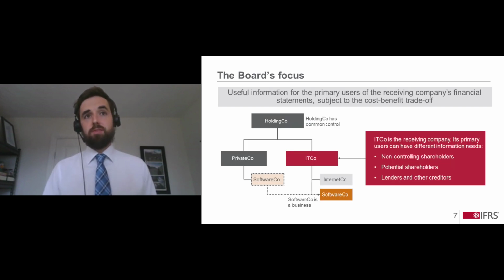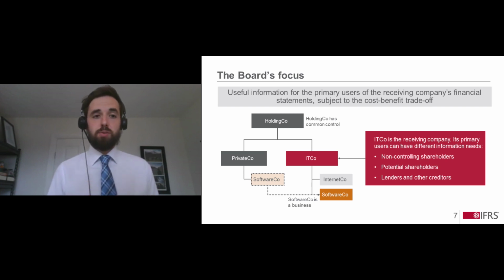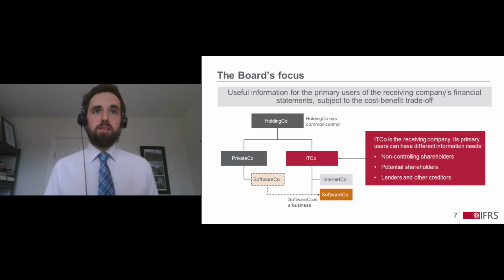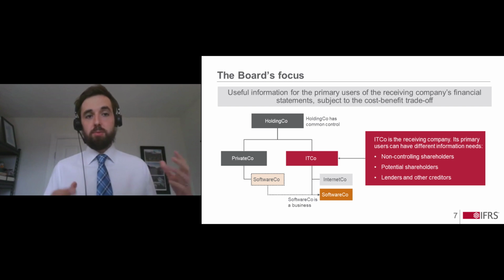The board's objective for this project is to ensure that useful information will be provided about business combinations under common control, but without imposing unnecessary costs on preparers. And we'll see later in the presentation how the board is suggesting to achieve that.